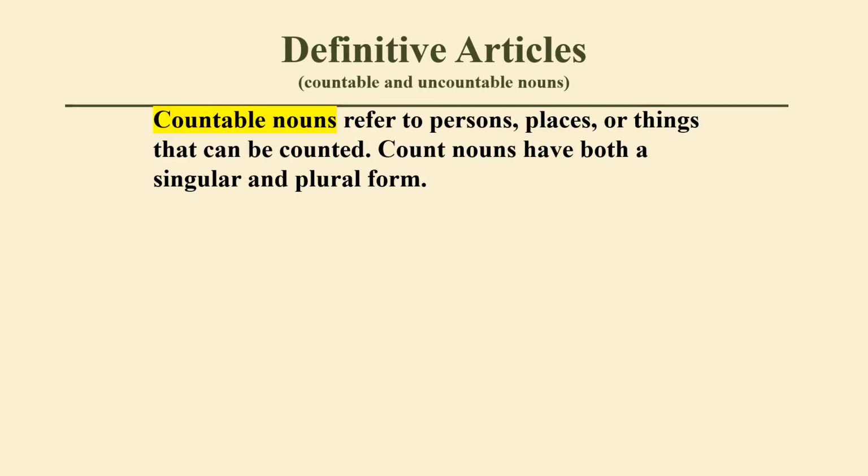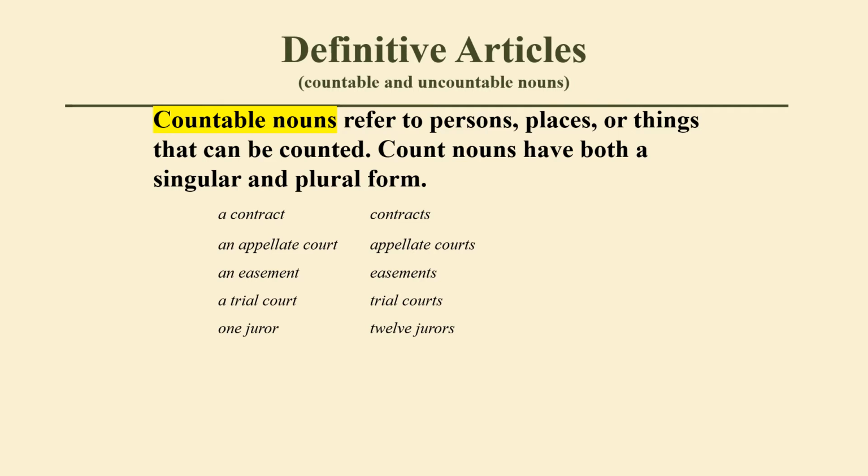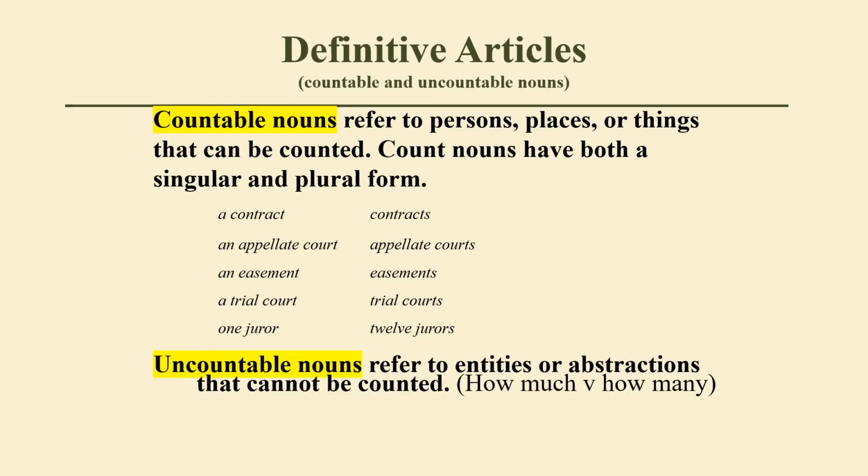Definite articles, countable and uncountable nouns. Countable nouns refer to persons, places, or things that can be counted. Count nouns have both a singular and plural form. A contract, contracts. An appellate court, appellate courts. An easement, easements. A trial court, trial courts. One juror, 12 jurors. Uncountable nouns refer to entities or abstractions that cannot be counted.